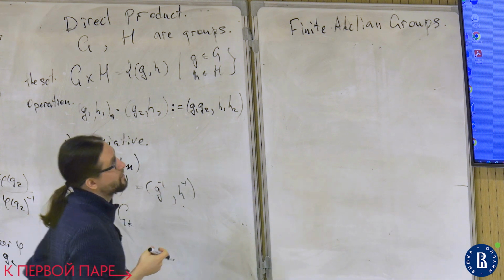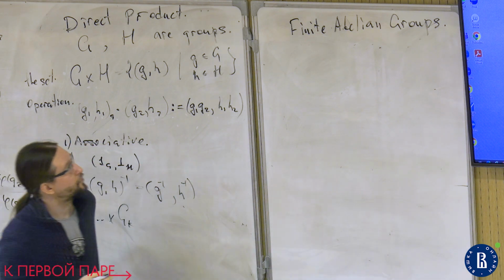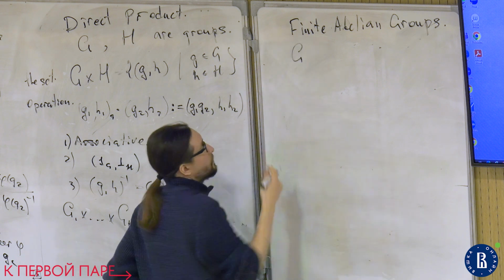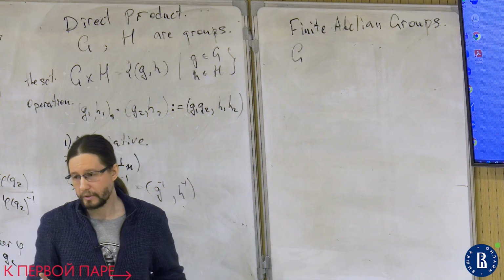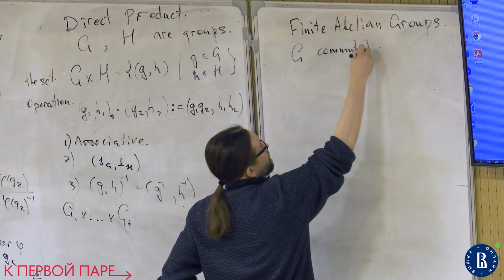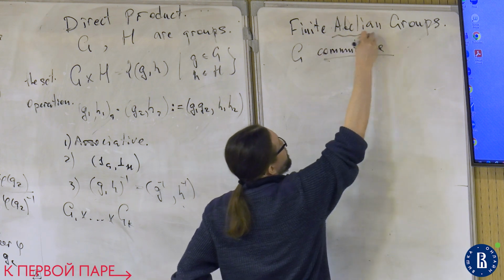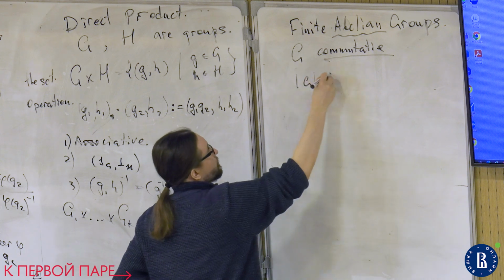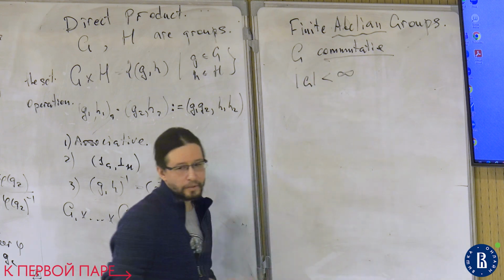Well, the name is self-explanatory. G is a finite abelian group if G is a commutative group with finitely many elements. So it must be commutative. This is what abelian means, and it's finite. So it has finitely many elements.